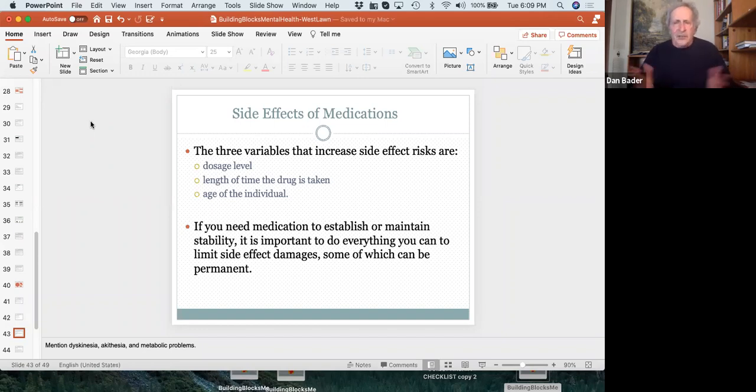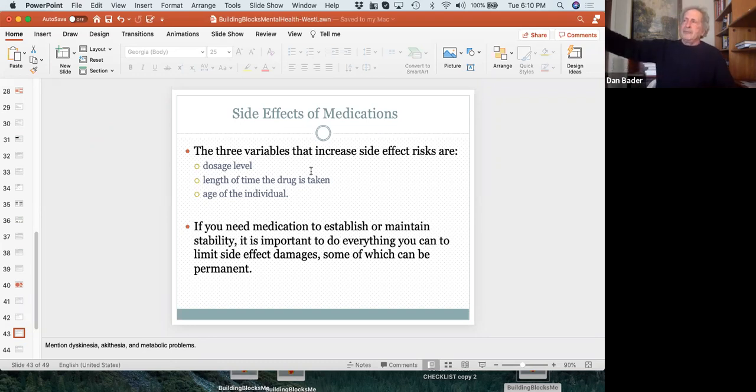And then there's the age of the individual. If you're over, say, age 55, you're going to be much more at risk than somebody who's 25. So these are the variables that increase side effect risks. And if you're getting informed consent from a doctor, you should be told this so you can make a rational decision for yourself. So if you need medication to establish or maintain stability, it's important to do everything you can to limit side effect damages, some of which can be permanent.